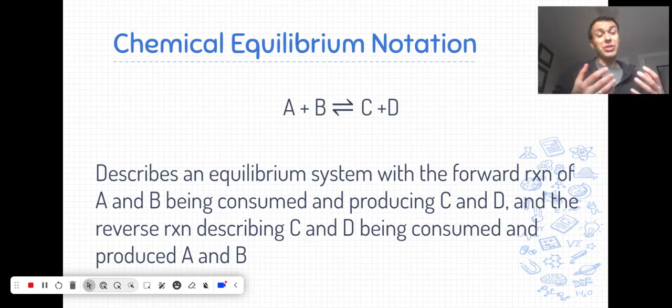Our chemical equations start to look something like this. Here we see the forward reaction of A and B forming C and D in the traditional left to right notation that we have learned about chemical reactions in the past. But this also describes a reverse reaction where C and D react and reform A and B. So this single equation describes a system which involves two reactions: the forward reaction moving from left to right, and the reverse reaction moving from right to left.